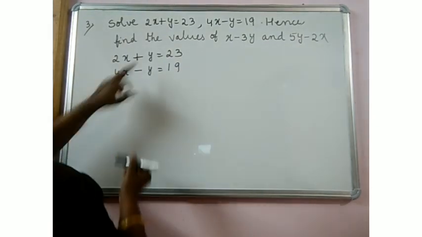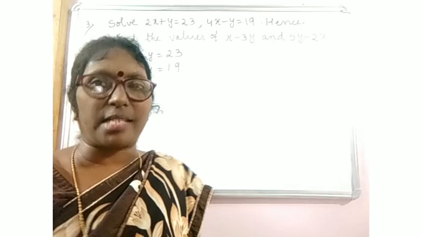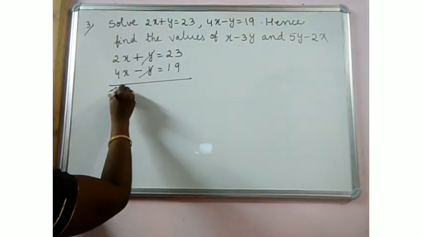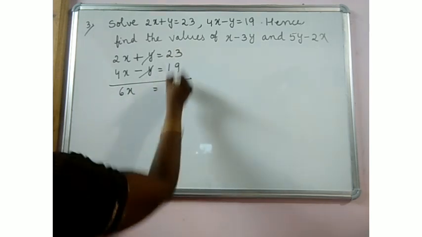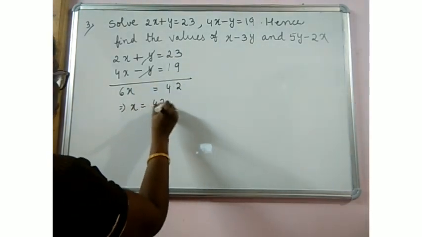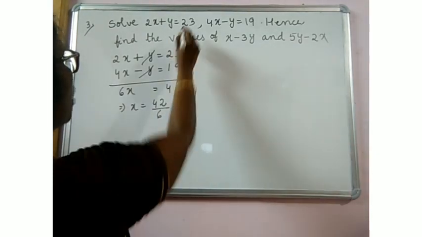Very simple. Here plus y and minus y is there. When we add those two equations, they will be cancelled. So very simply, plus y minus y cancel. 6x is equal to 42. So x is equal to 42 by 6, that is 7. So the value of x we got is 7.